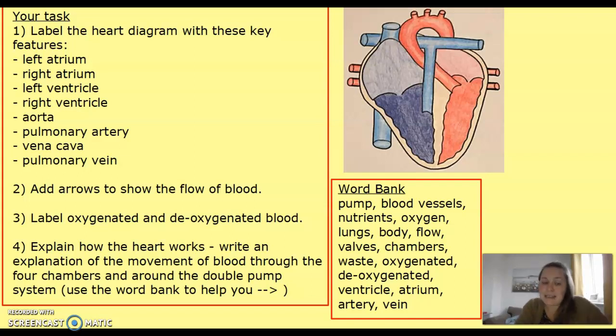So if you need to, as I say, rewind and pause and check, that's absolutely fine. If you need to do some extra research online, that's absolutely fine. But everyone at our bare minimum should be able to label those parts of the heart, okay? So have a go. Shout if you need any help.